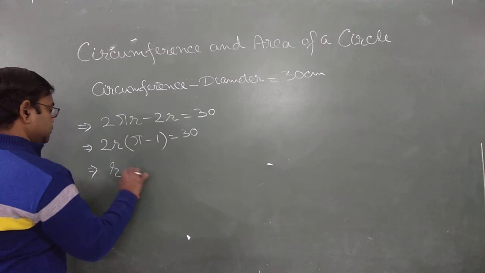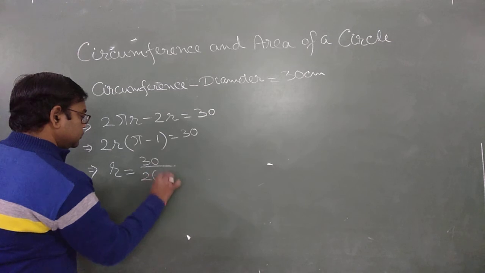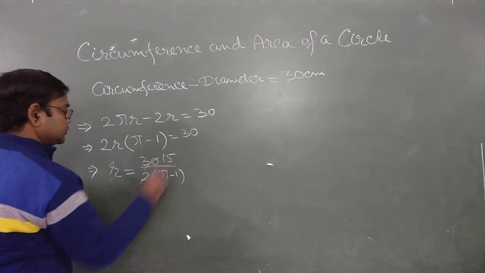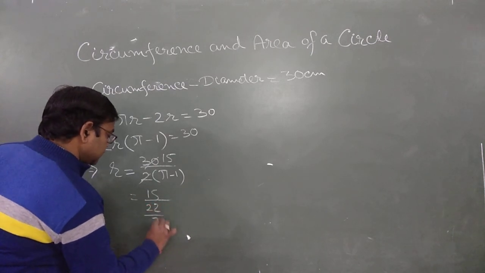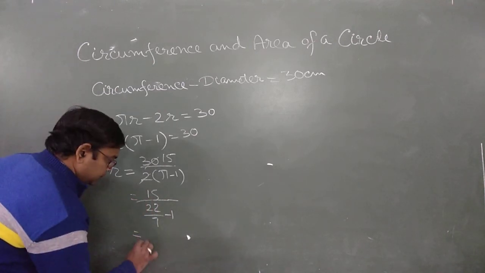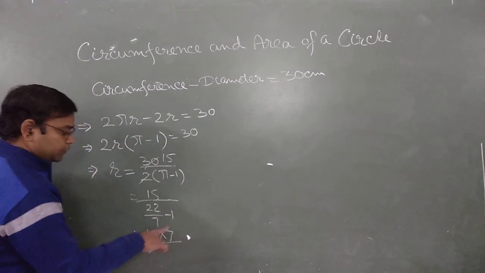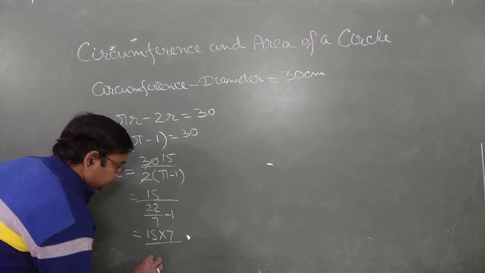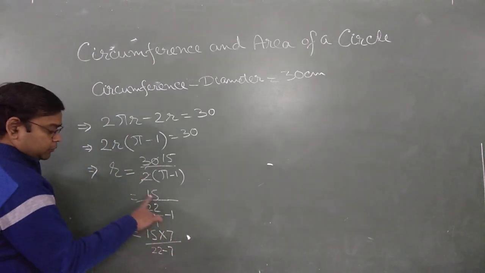r is unknown, rest things are known to us. So r equals 30 divided by 2 into pi minus 1, it's 15 divided by, pi is 22 upon 7 minus 1. When we simplify it, what do we have? 22 upon 7 minus 1 is 22 minus 7 upon 7, and that denominator part moves upward side.